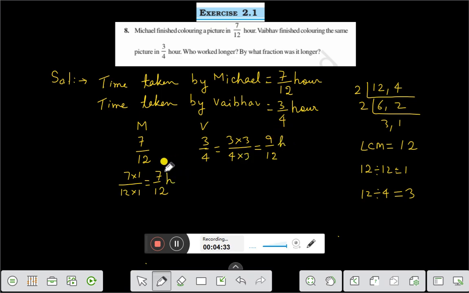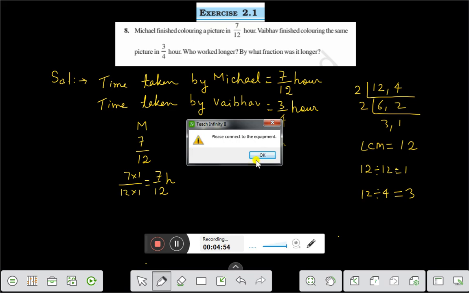From here, if we compare the time taken by Michael and Vaibhav, we are finding that the denominator is same. Therefore, Vaibhav worked for 9 by 12 hours and Michael worked for 7 by 12 hours. Therefore, 9 by 12 is greater than 7 by 12. That means Vaibhav worked longer than Michael.